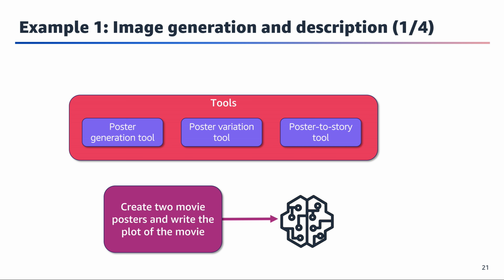In this first part of our four-part example sequence, we're looking at image generation and description tools. What you see here is our creative toolkit that combines three powerful instruments: our poster generation tool, poster variation tool, and poster to story tool. The main task we'll be demonstrating is how to create two movie posters and develop their corresponding plot lines. This showcases the integration between visual creation and storytelling.